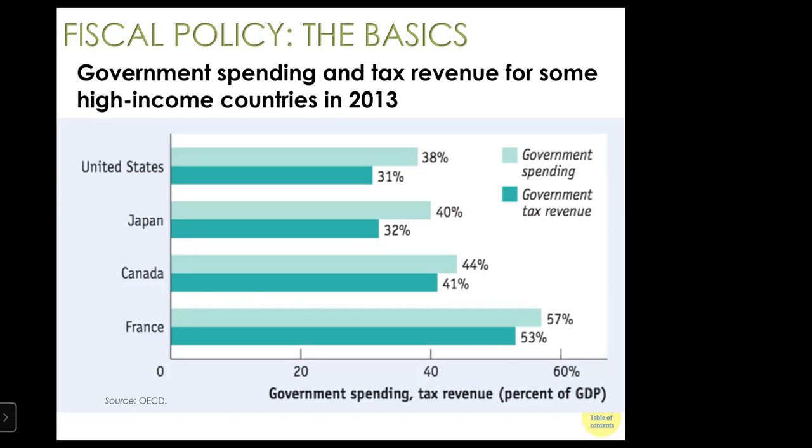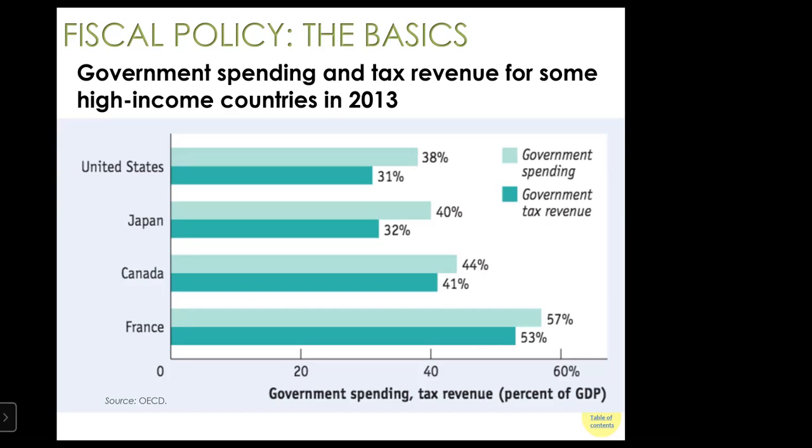The other thing we learn from this graph is that government tax revenue is usually smaller than government spending. Government tax revenue is the main channel through which the government can collect income, right? But say, for example, in the United States, 31 versus 38, meaning there's a 7% shortfall. If you think about an individual, that just means that in 2013 my income is smaller than my spending.